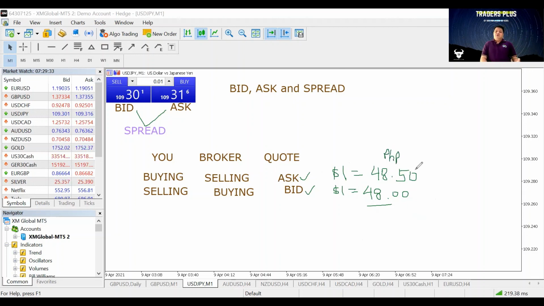Now, yung difference na 50 cents, yan yung tinatawag na spread. So, ibig sabihin, doon kumikita si broker. Buy low, sell high. So, the spread is what makes an income sa kada trade ng isang trader with the broker.